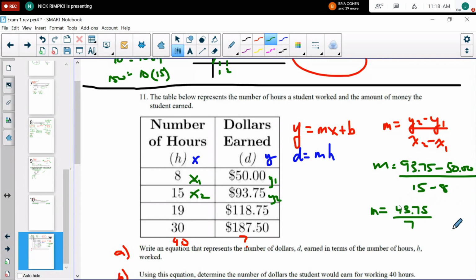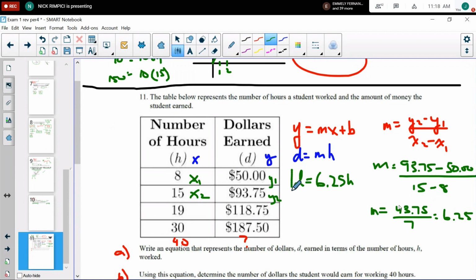So if we do 43.75 divided by 7, let's just take care of that really quick. I think it's 625. Oops, I made a mistake. 43.75 divided by 7, I believe it's 6.25, so I was right. So it's 6.25. That m, that's his hourly rate. So basically, the dollars this person makes is equal to 6.25 times h.